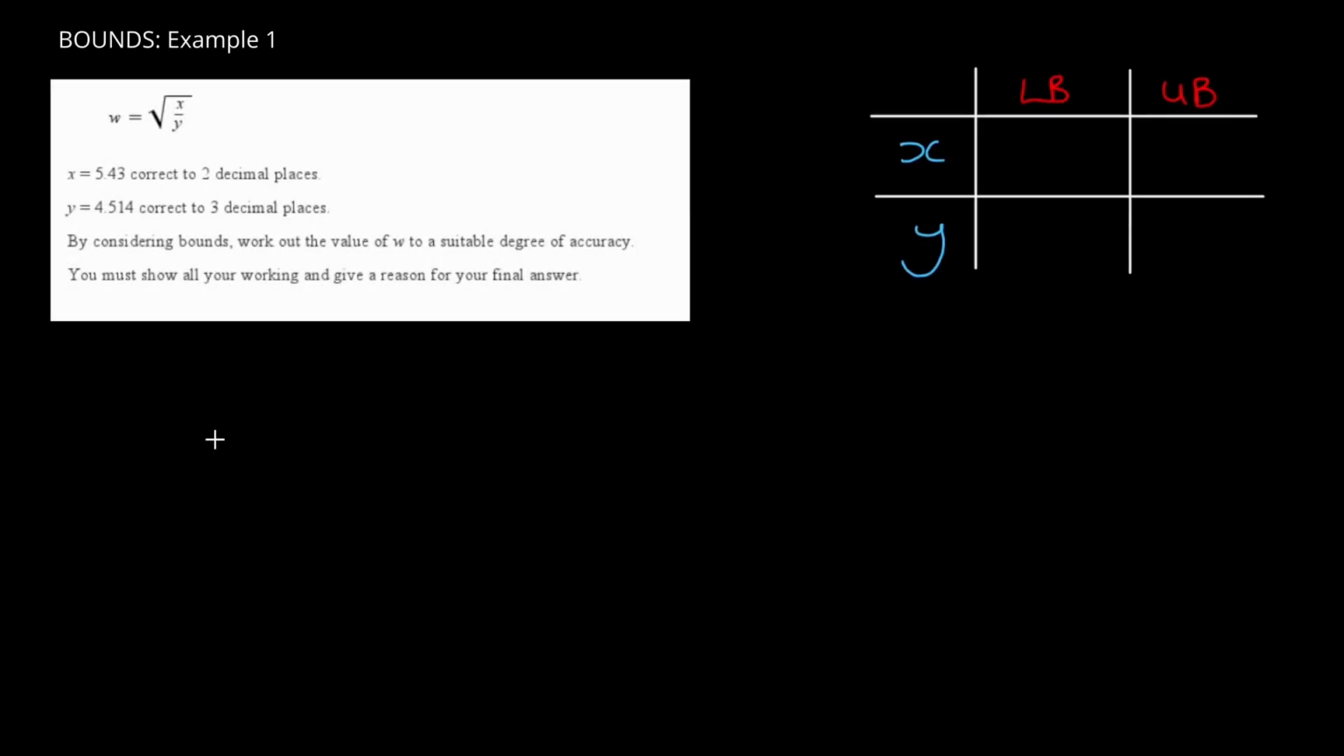Well, here's an example on bounds. We've been given x and y to a couple of limits, 2 decimal places, 3 decimal places for y, and we're asked to find w. Okay, so we've got to find the upper and lower bounds for both x and y, and then consider which ones to use to find the upper and lower bounds for w.